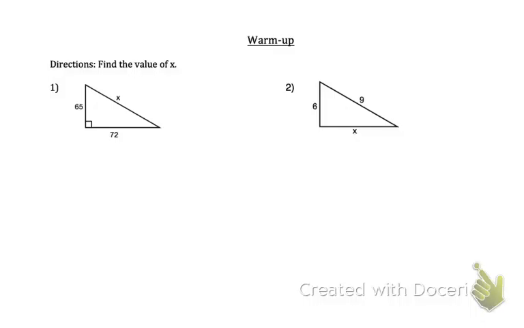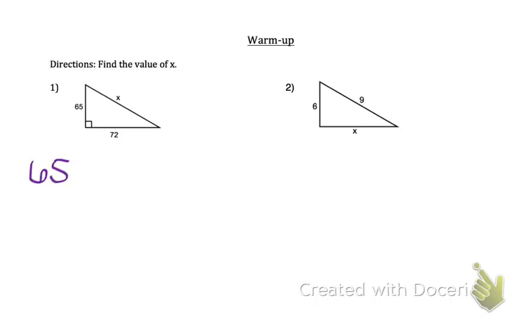So first we're going to look at the warm-up and make sure that you guys are doing this along with me. So it says find the value of x. So we're going to have to do Pythagorean theorem. So leg squared plus leg squared equals hypotenuse squared.